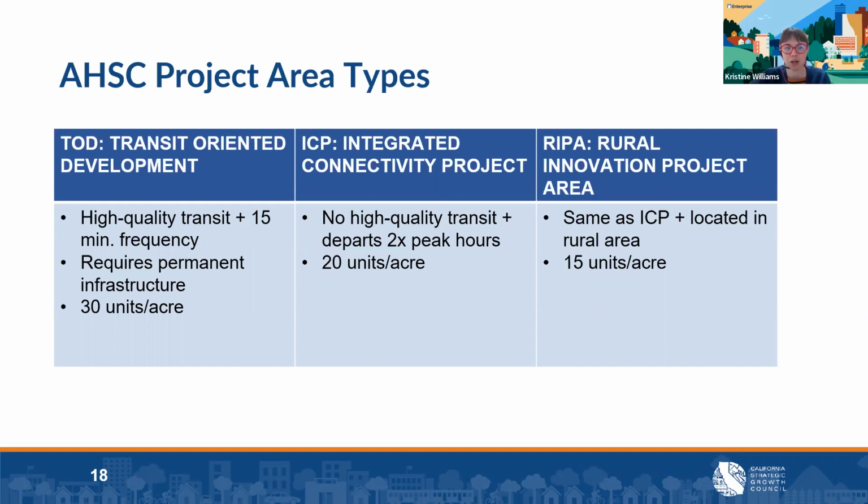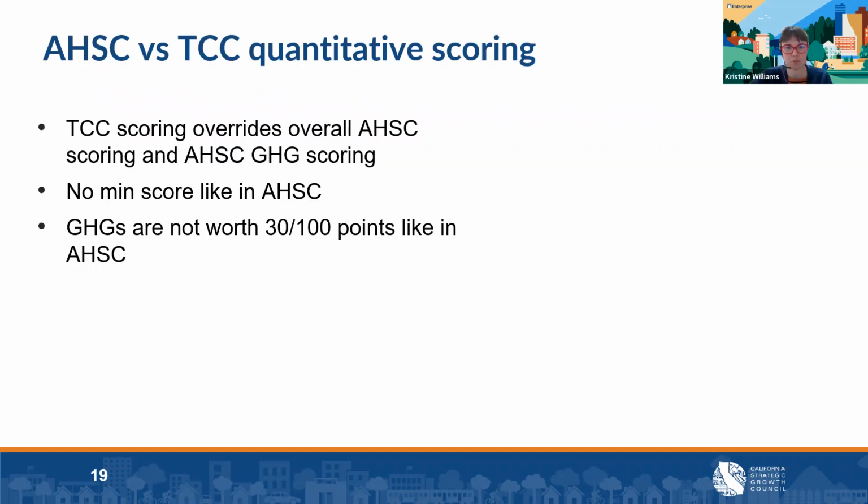If you are a TOD project, your housing site must have a minimum of 30 dwelling units per acre. If you're an ICP, that drops down to 20 units per acre. And for rural projects, they must have 15 units to the acre in terms of density. And I'm going to bump it back over to Kate to continue talking about some of TCC scoring requirements.